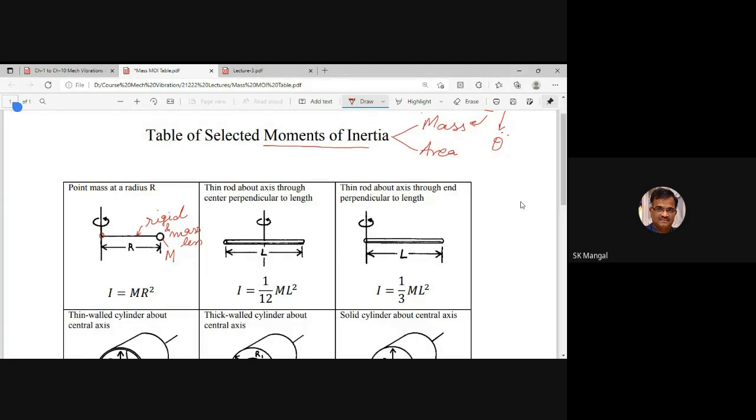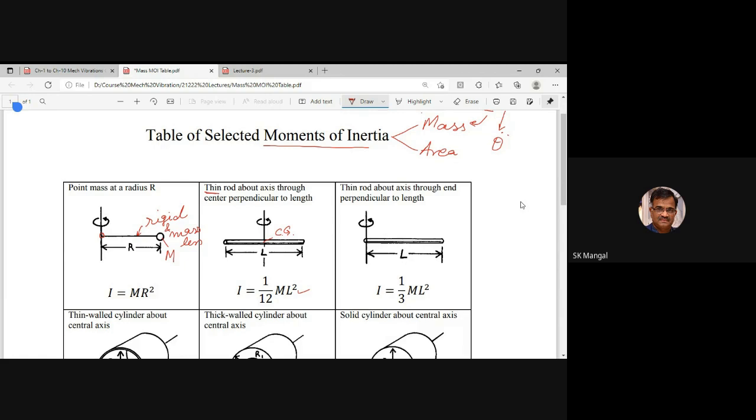Similarly, when you have the thin rod, and this is the CG of this rod. So here, if you take a moment of inertia about the perpendicular to the length, it becomes 1 by 12 m l square. Similarly, when you want to find the mass moment of inertia about the perpendicular passing through one end of the rod, it becomes 1 by 3 m l square.